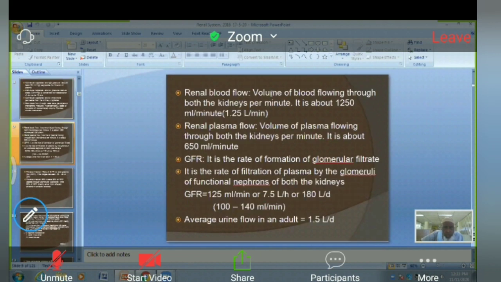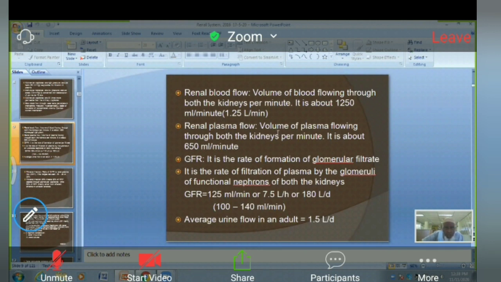Next, renal blood flow. It is the volume of blood flowing through both kidneys per minute. This is important to know how much blood passes through both kidneys per minute. It is almost 1/4 of the cardiac output. If the cardiac output is 5 liters per minute, the renal blood flow is 1.25 liters per minute, that is 1250 ml per minute.